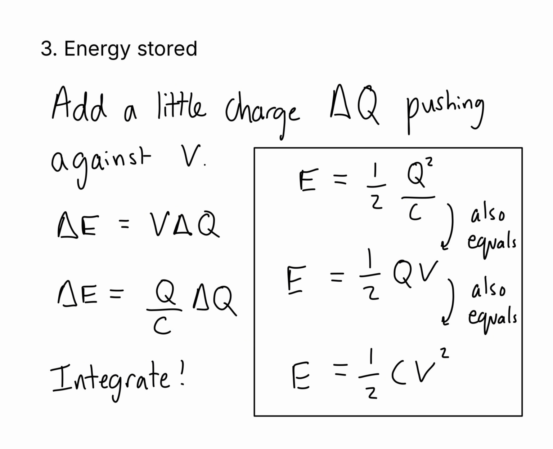And because Q equals CV, that graph is a straight line, so the area is just a triangle. Half base times height, giving a half QV. Then, by substituting Q equals CV, you can also write it as a half CV squared, or as Q squared over 2C. Three equivalent forms of the same equation. Learn all three and pick whichever matches the quantities the question hands you.